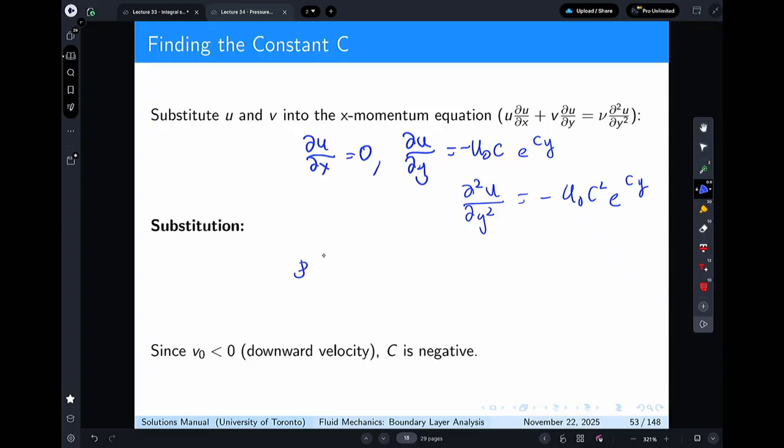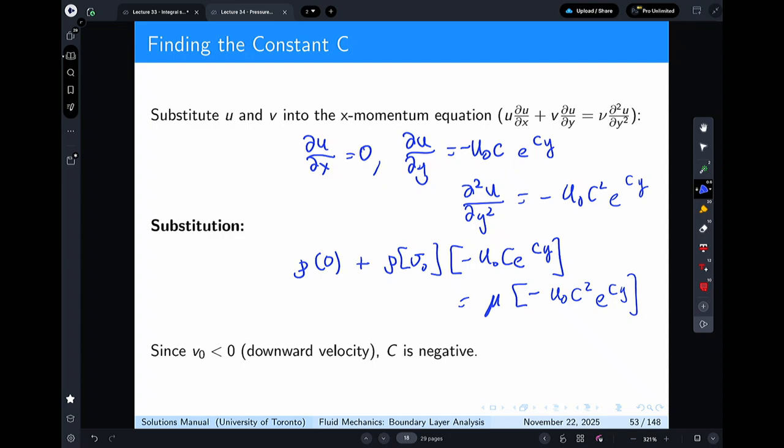you get rho times 0 plus rho v naught times minus u naught c e to the cy equals mu times minus u naught c squared e to the cy. So rho v naught equals mu c, and c is equal to rho v naught over mu.